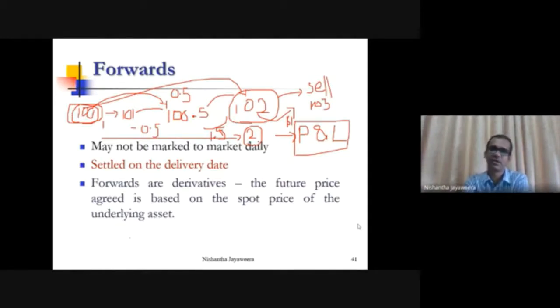OCI, other comprehensive income. That's for the AFS, no? Fair value through profit and loss is the trading book definition. And fair value through other comprehensive income, I think even for that one you have to do mark to market. That's from the accounting perspective. But here I'm not talking about this mark to market requirement from the accounting perspective.